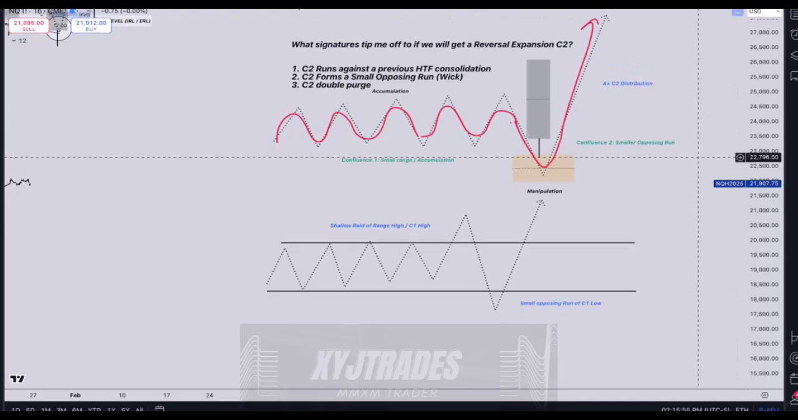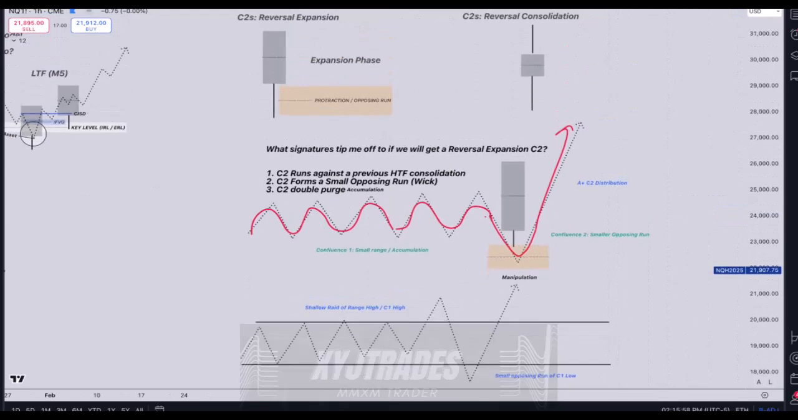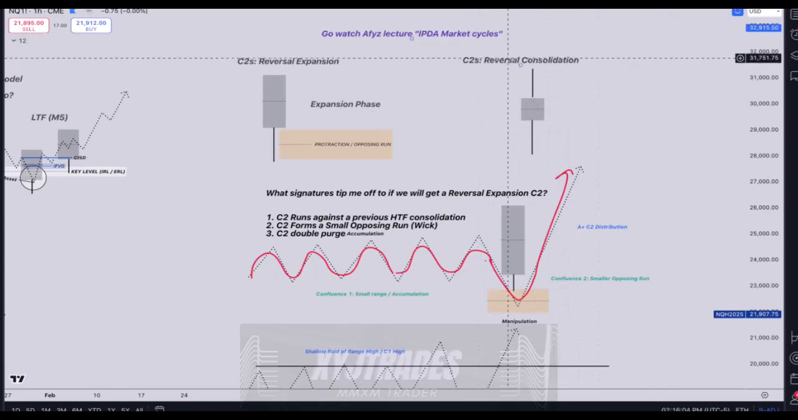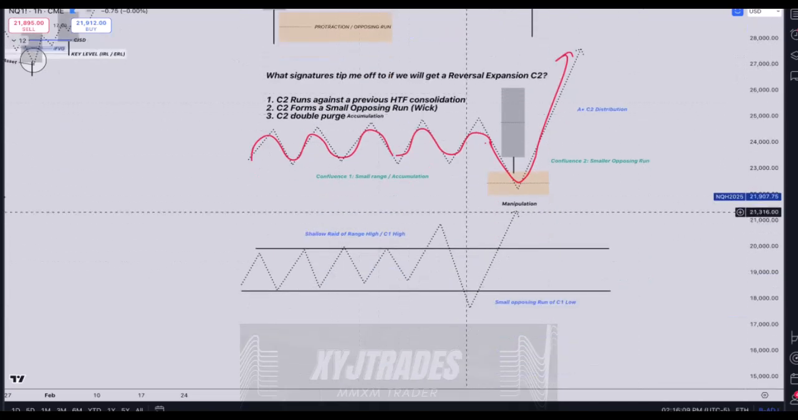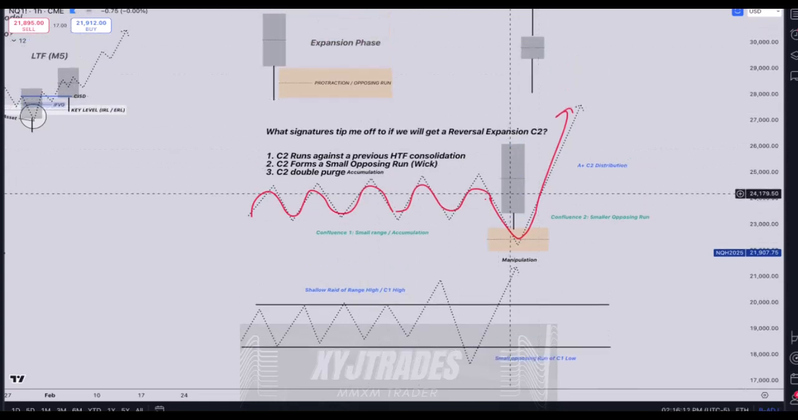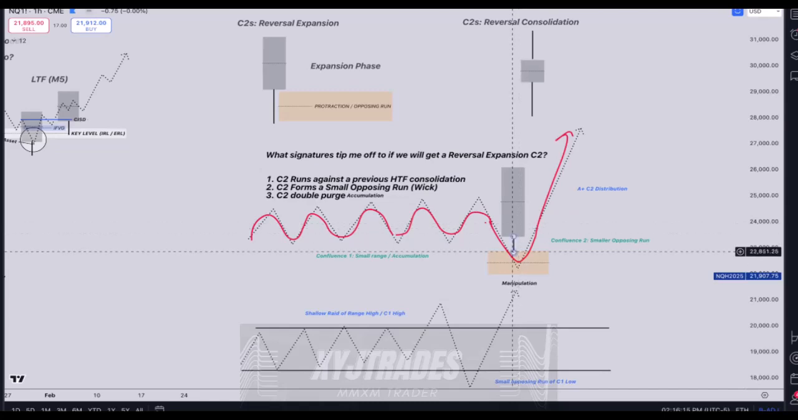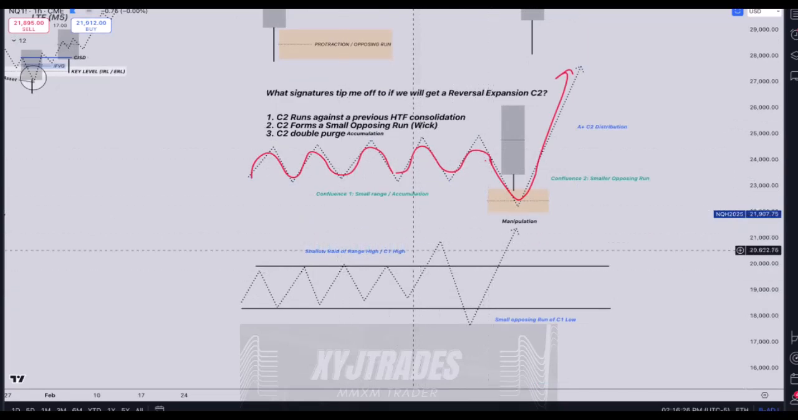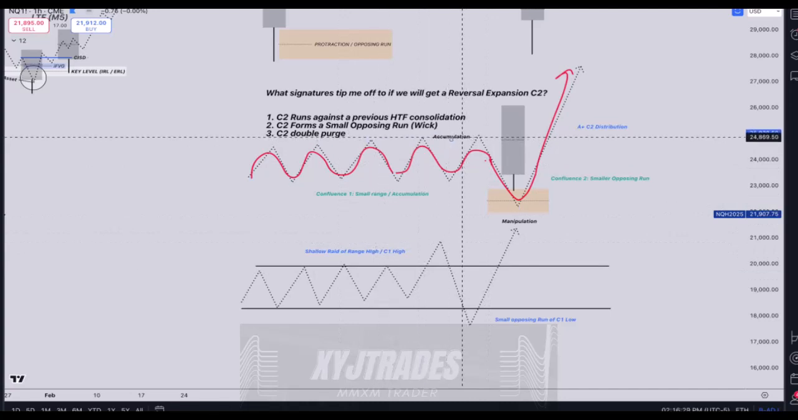Okay, so that's where I look for candle 2 to reverse and expand, and I try and avoid candle 2 if it's more likely to be a reversal and consolidation, meaning I don't see one or all of these signatures in candle 2's manipulation. So if I see a candle 2 that doesn't have an accumulated range to the left, immediately I'm thinking it might not expand, potentially. If it forms a deep opposing run, I'm thinking it might not expand. And the double purge for me is more like an even better if. An even better if is like if we wick shallowly the range high and then we form double purge.